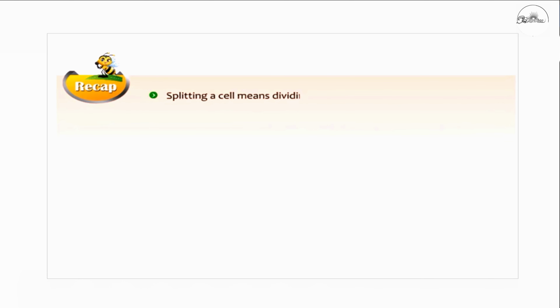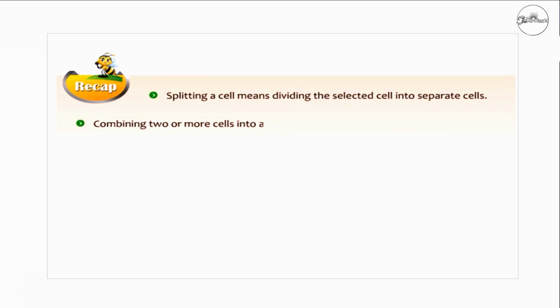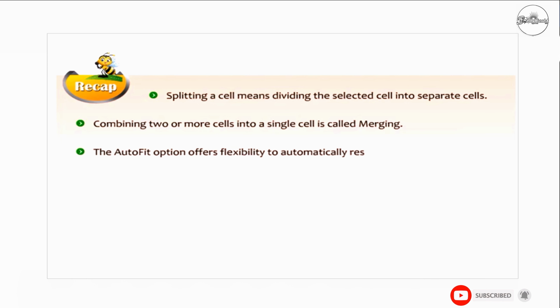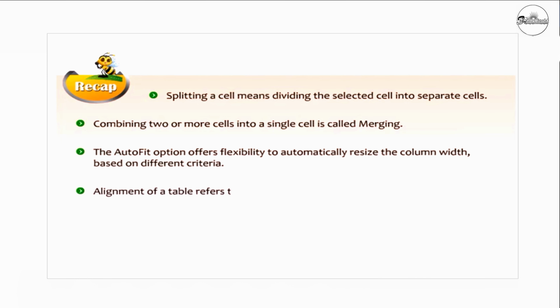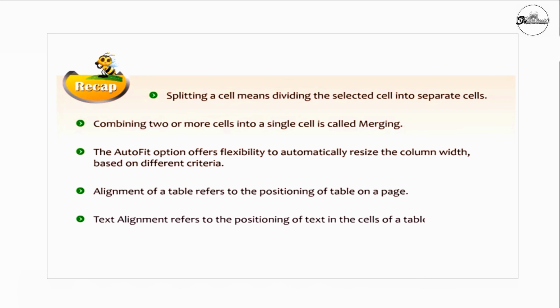Splitting a cell means dividing the selected cell into separate cells. Combining two or more cells into a single cell is called merging. The AutoFit option offers flexibility to automatically resize the column width based on different criteria. Alignment of a table refers to the positioning of table on a page. Text alignment refers to the positioning of text in the cells of a table.